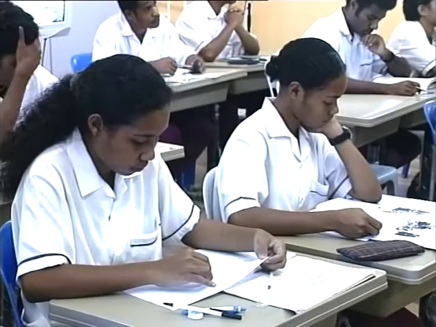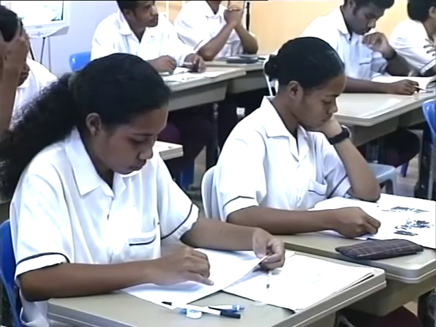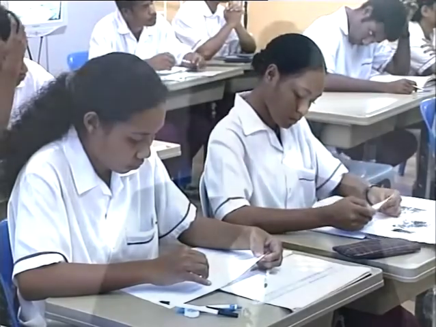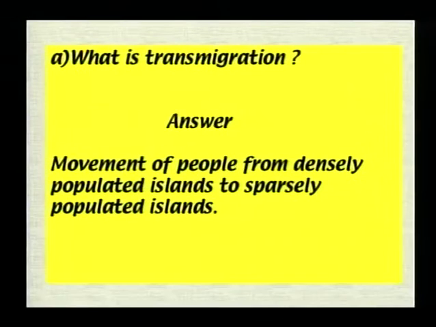Some of the questions that we looked at in our last lesson was to define what transmigration is. From the monitor, transmigration is generally the movement of people from densely populated islands to the sparsely populated islands of Indonesia. Also note the corrections that you should have done for those different activities or exercises.